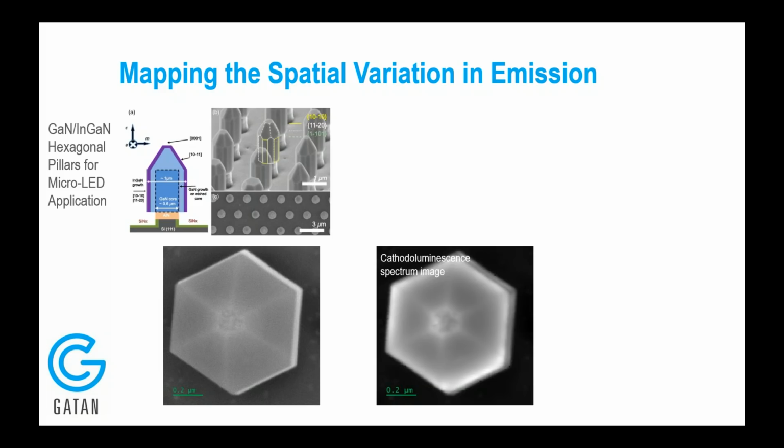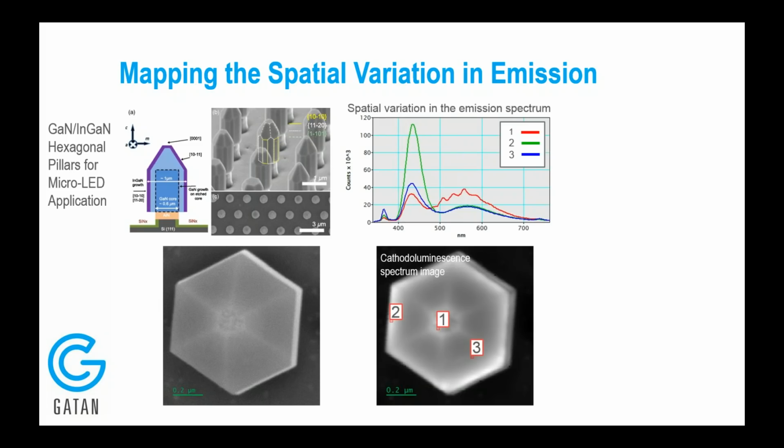So this device that we're looking at here is actually some micropillars that have been fabricated by etching and then overgrowing different materials. The bottom image on the left-hand side is a secondary electron image looking top-down on one of these devices. And on the right-hand side at the bottom is a cathodoluminescence spectrum image. So every pixel within this data set contains a CL spectrum. And so from this, we're able to determine the spatial variation in the emission spectrum. At each of those points, we have a very different emission spectrum. The peaks change in their relative intensity, and actually some of them change form as well. They move around and they change shape.